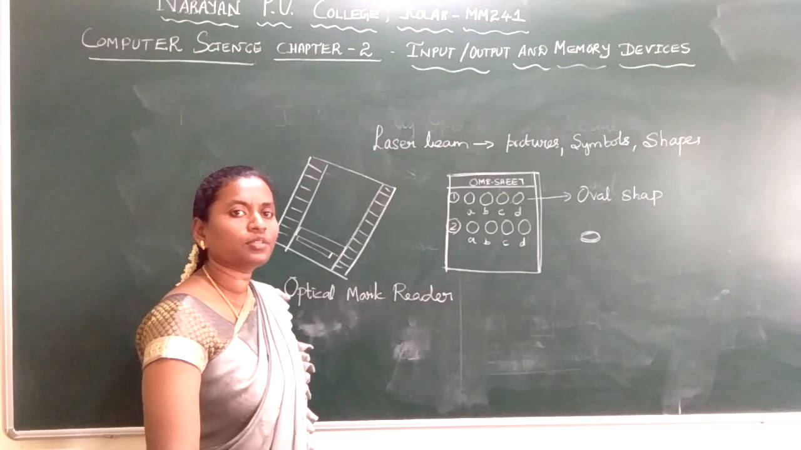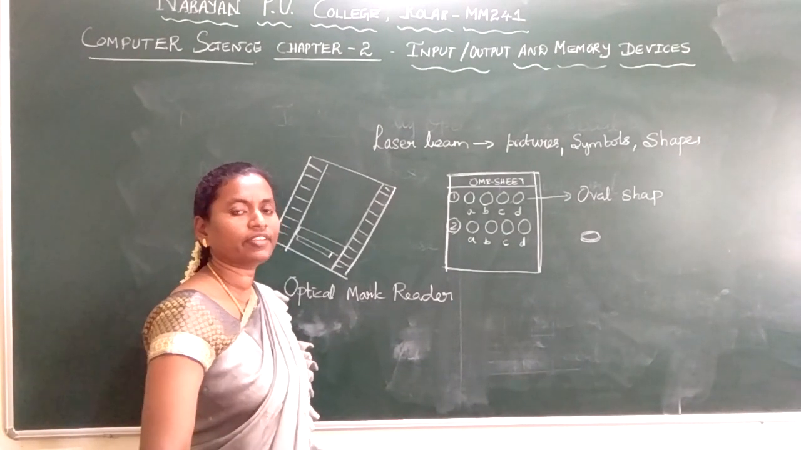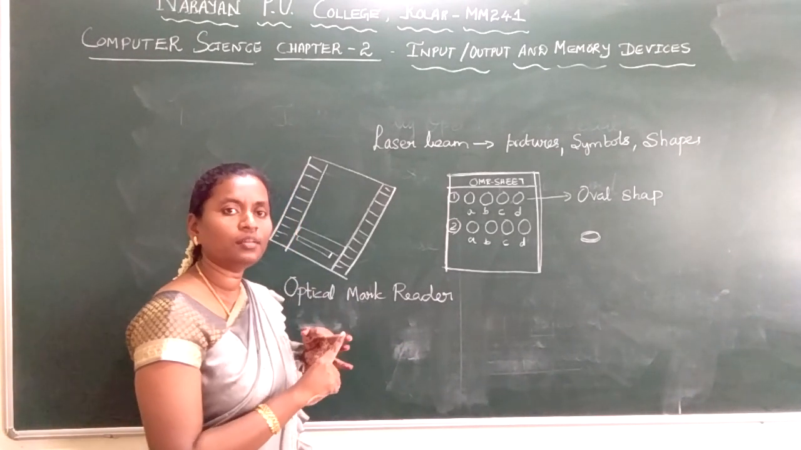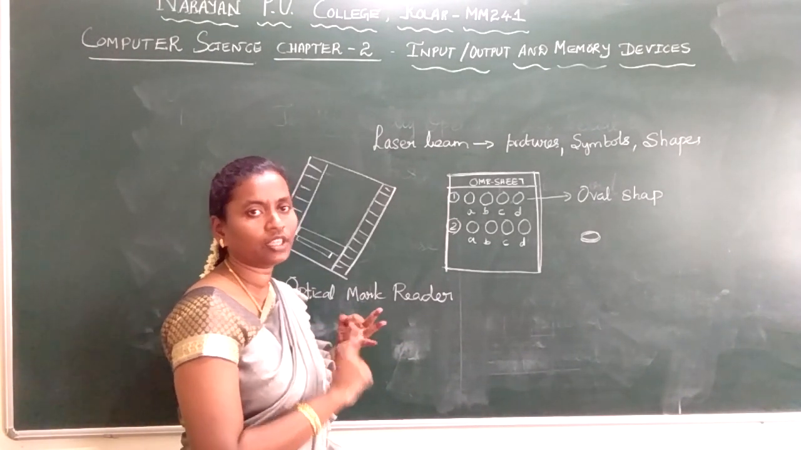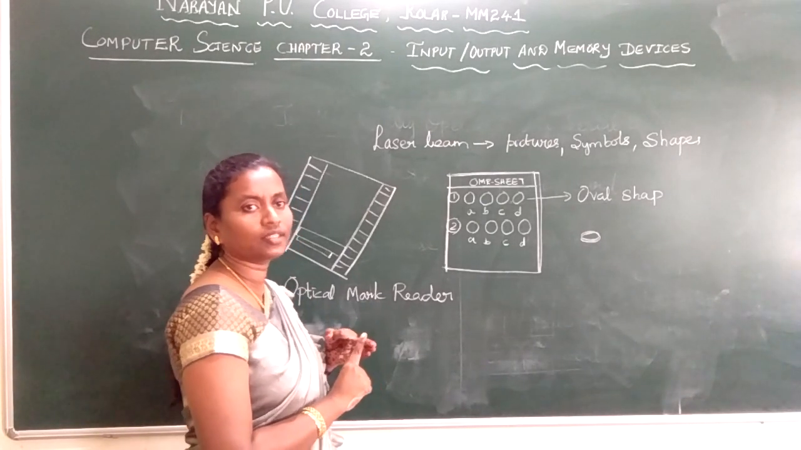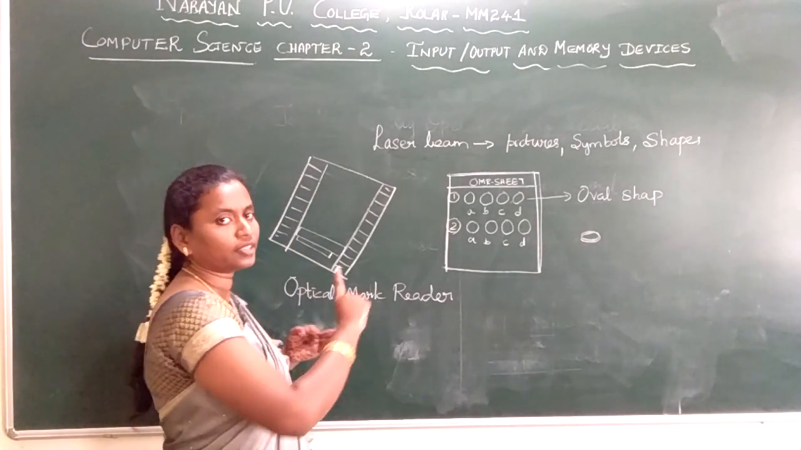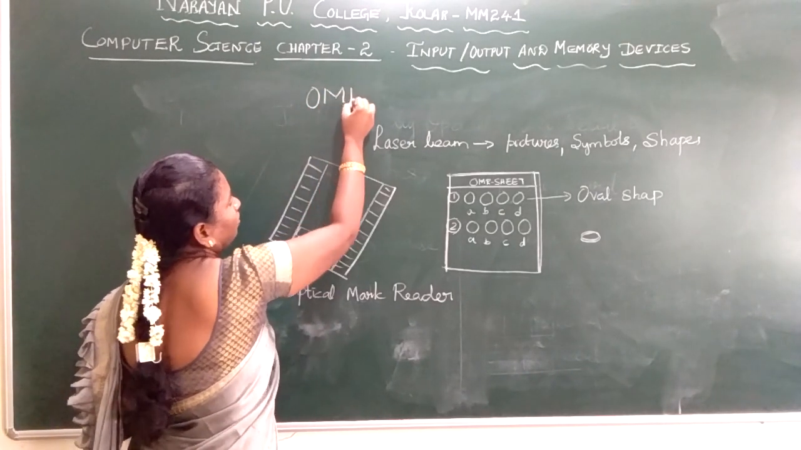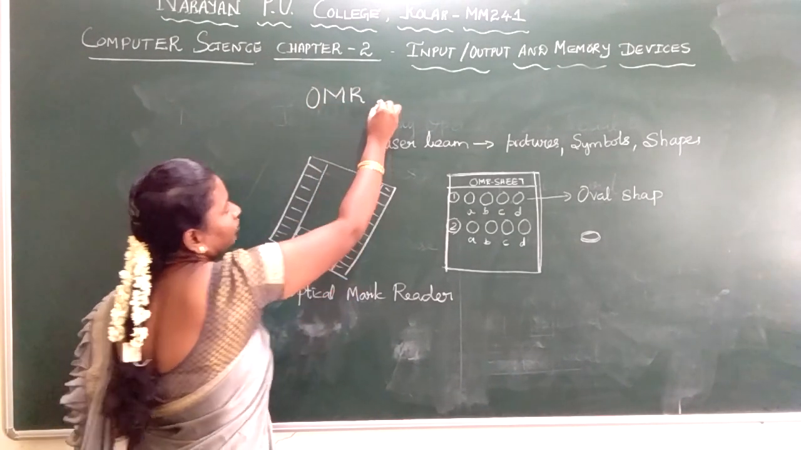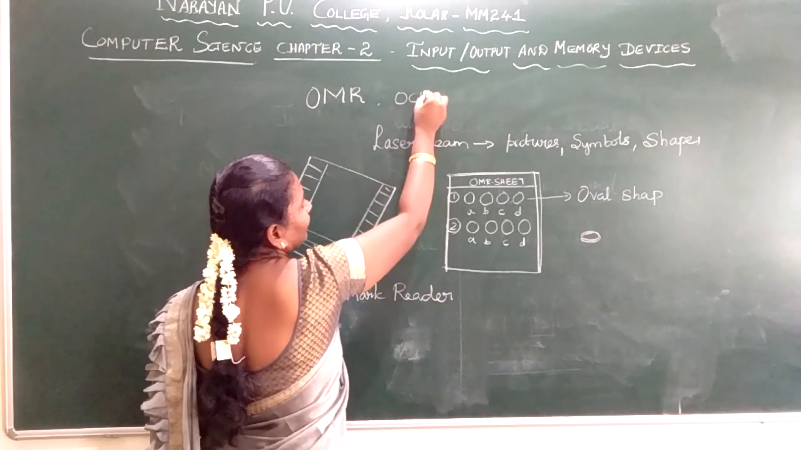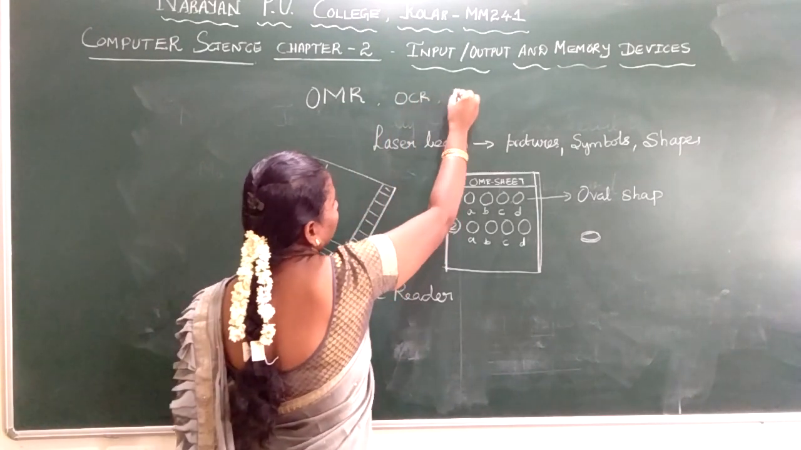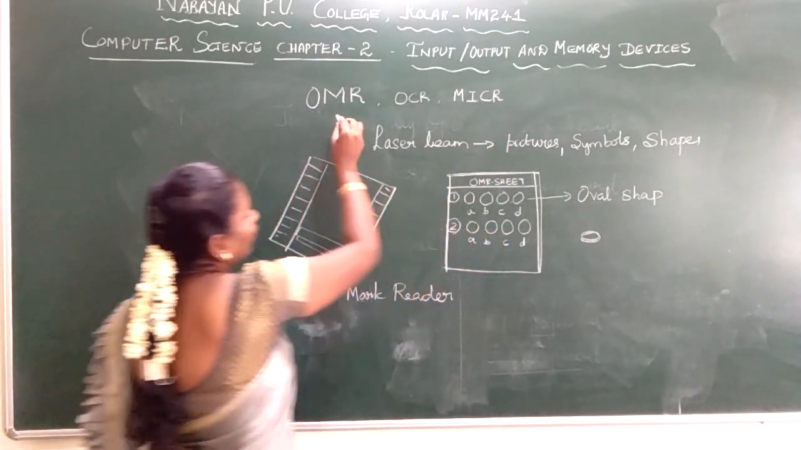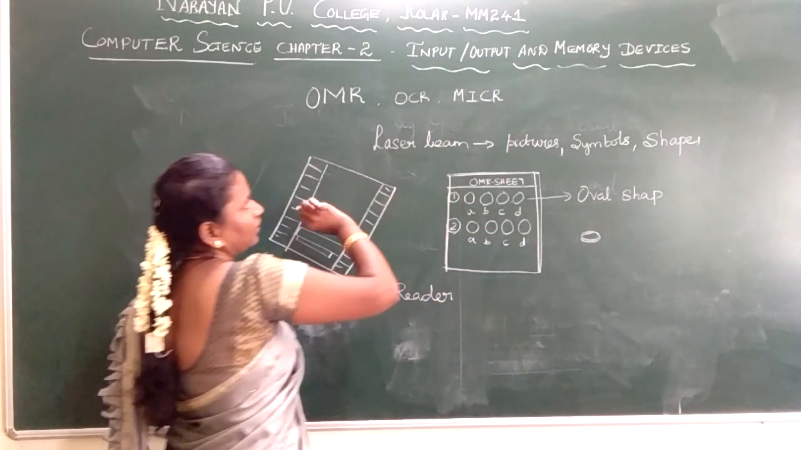Okay students, we have discussed the input devices. First we discussed the keyboard, next the mouse, and the third input device is the joystick. In our future classes we will discuss the next input devices: OMR, optical mark reader, then OCR, optical character reader or recognizer, and next MICR, magnetic ink character recognizer.